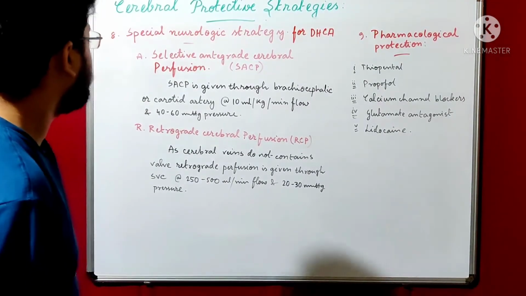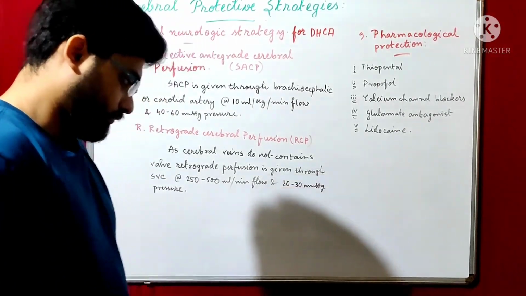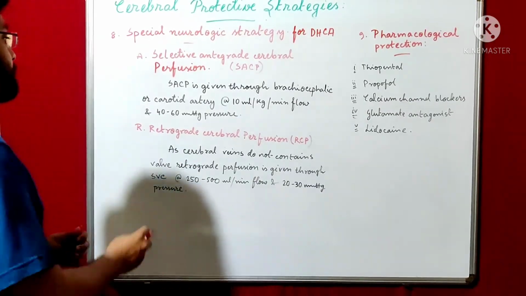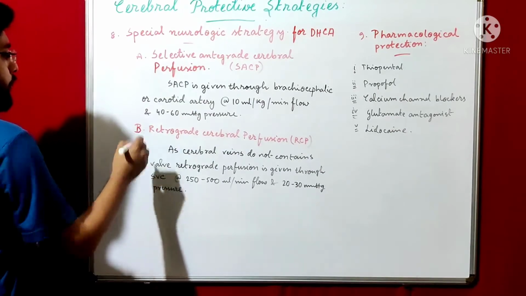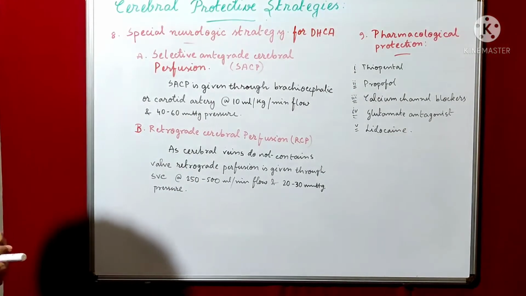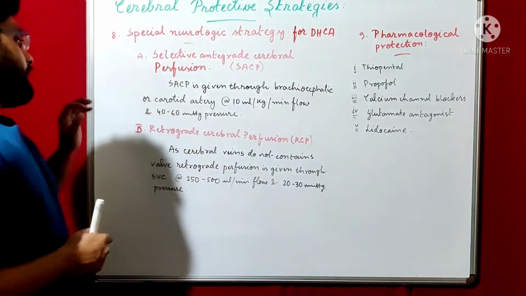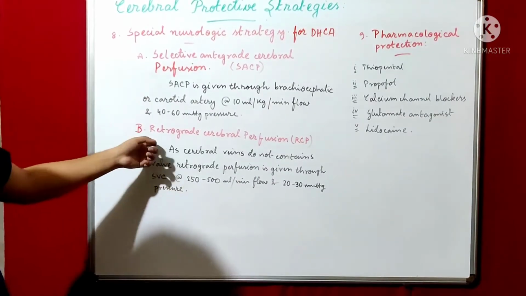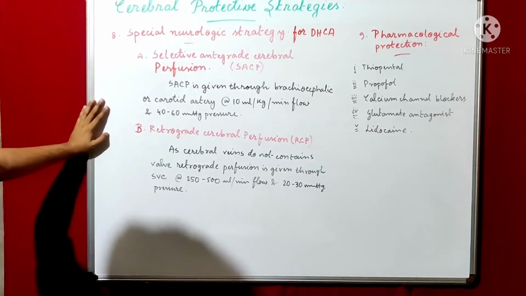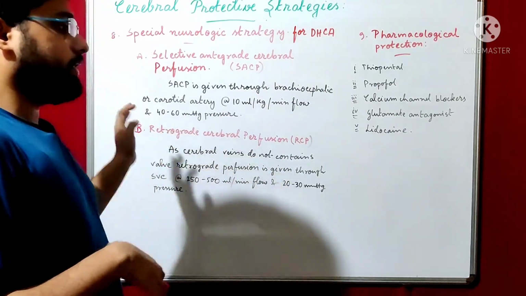Other than SACP, another strategy is retrograde cerebral perfusion. This strategy is mainly effective when there is chance of air embolization in the brain. So retrograde cerebral perfusion, we all know retrograde means the opposite route. That is, the arterial supply will be through the veins and the venous drainage will be taken from the arteries.